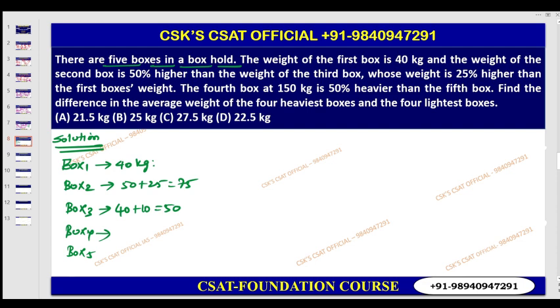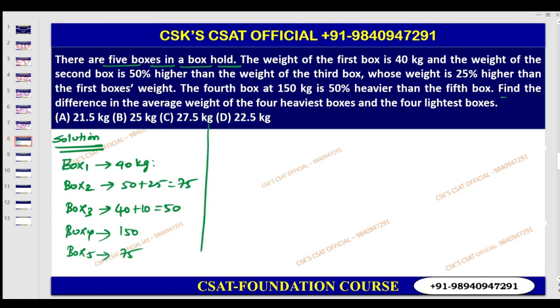and box 5. So box 4 here, the fourth box, is 150 kg, which is 50% heavier than the fifth box. 50% heavier means the fifth is half of that one, 75. That's it. If you know this, automatically you will be able to calculate it.